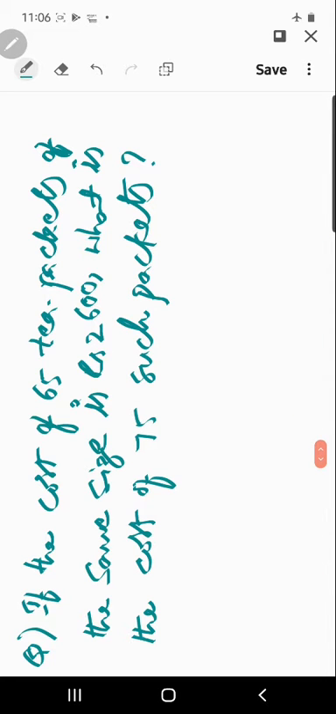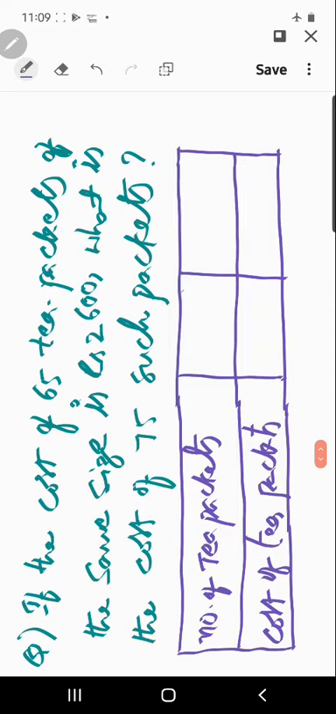Yes, here is a problem. If the cost of 65 tea packets of the same size is rupees 2600, what is the cost of 75 such packets? Whenever these kind of problems are given, first read the problem carefully. After that, we have to find what are the two quantities given and what are their values. Now prepare a table like this. What are the quantities here? Number of tea packets, take it as x, and cost of the tea packets, that is y.